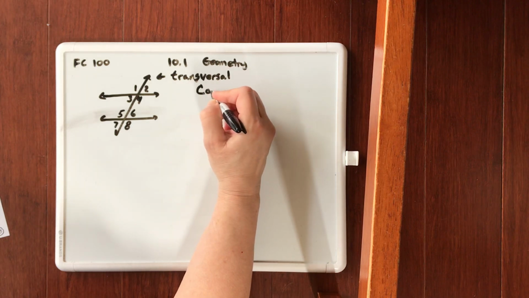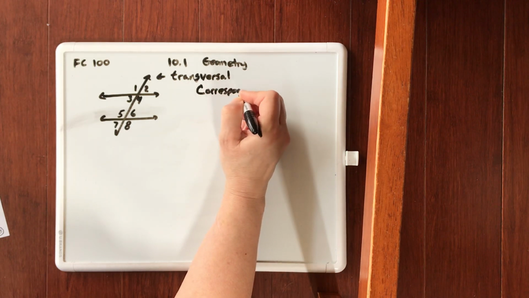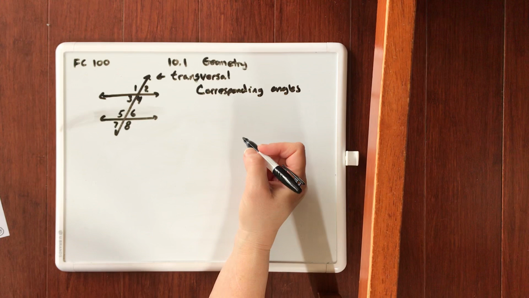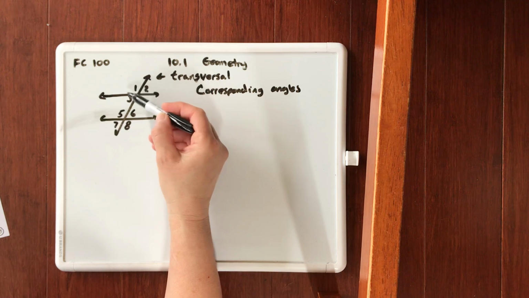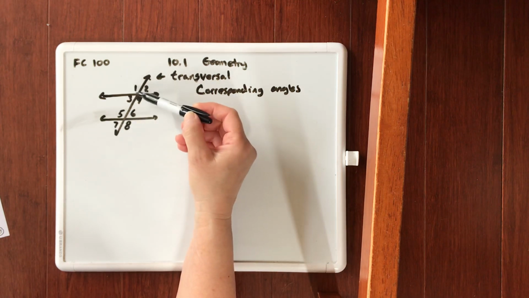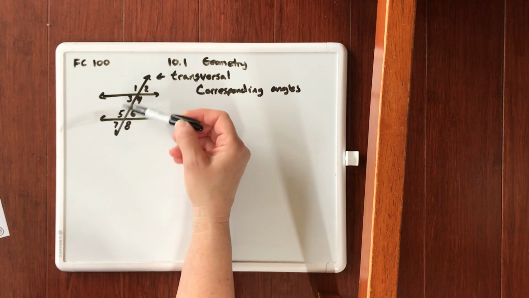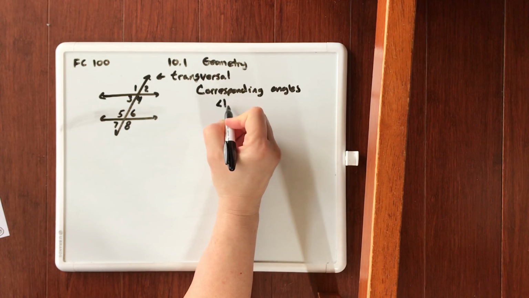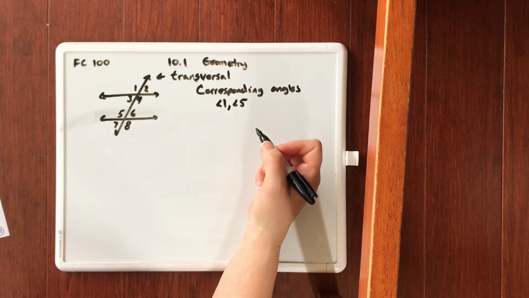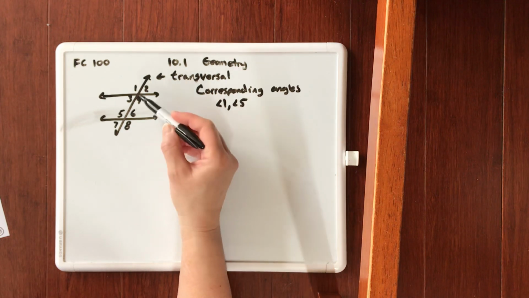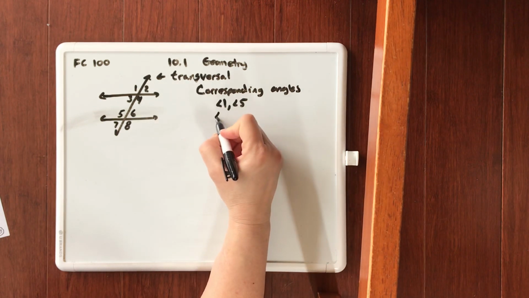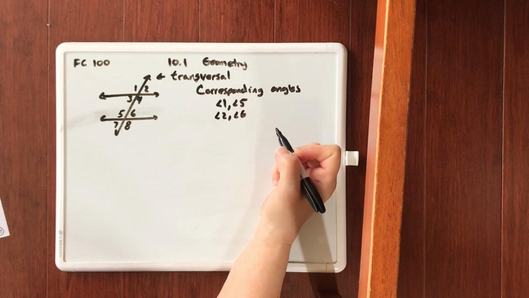So the first one is corresponding angles. Corresponding angles are angles that are on the same side of the cluster of angles. Here we have a cluster here, and here we have a cluster here. Look at this top left and this top left. We say they correspond to each other. So we're going to list our corresponding angles. Angle 1 and angle 5 are corresponding angles. Now look, 2 is the far top right and 6 is the far top right. So angle 2 and angle 6 are corresponding angles.